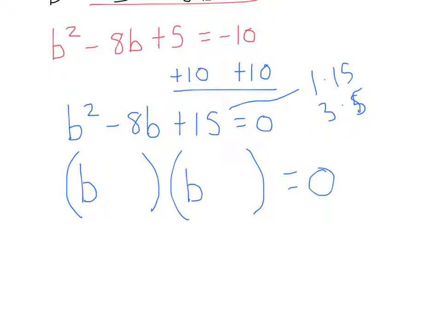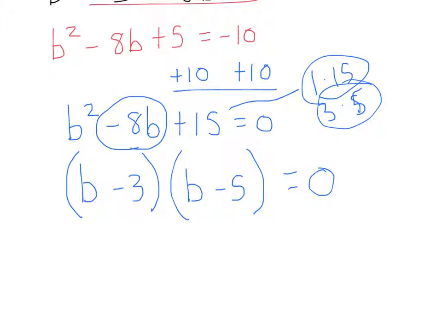Now, 5 and 3 gives me 8, but it doesn't want 8, does it? What does it want? Negative 8. So what plus what over here can give me negative 8? Negative 3 plus negative 5 does equal negative 8. And check it out. Negative 3 times negative 5 equals positive 15, doesn't it? Yes, sir. I'm not done, though, because I haven't solved the equation, have I?